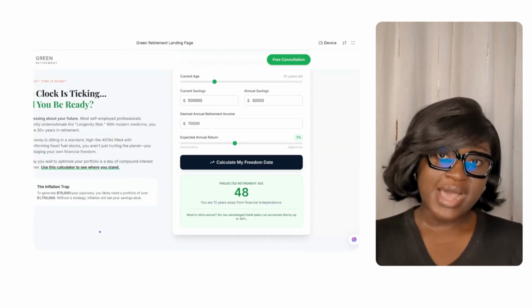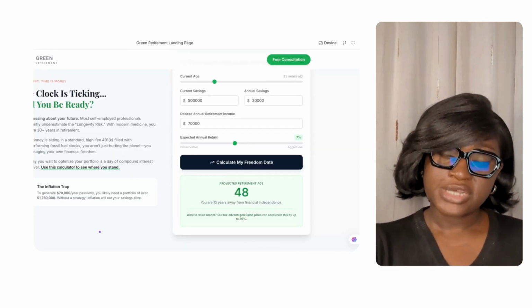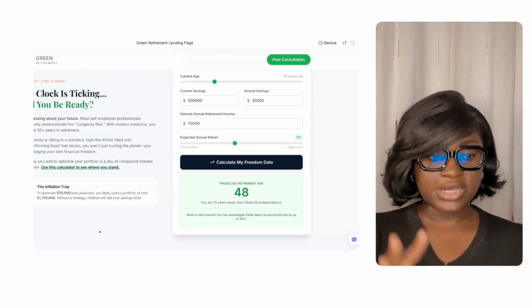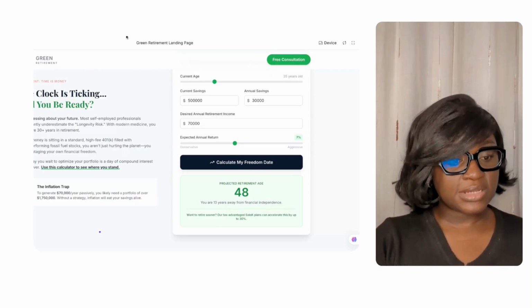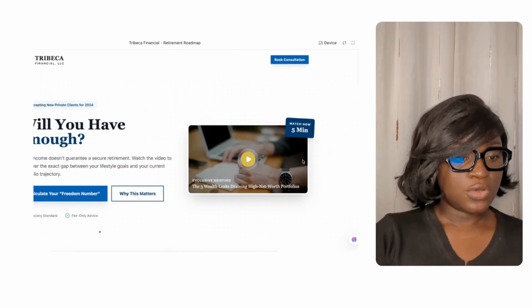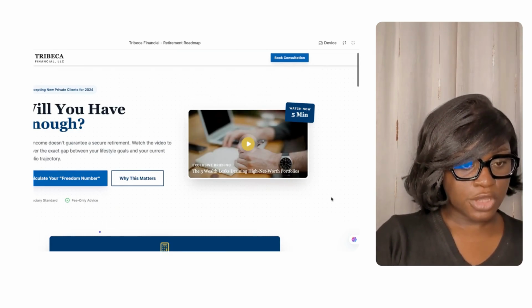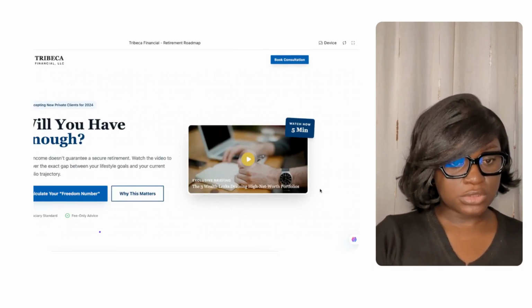So that's one of the things I said. Your lead magnet should tie into your service. It should fulfill a need for the target audience, but also tie into your service. It's a three-way cord that has to work together. Now let's go to our second lead magnet, which is also a retirement lead magnet, but first let's go to something else.